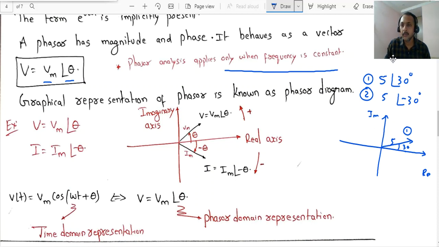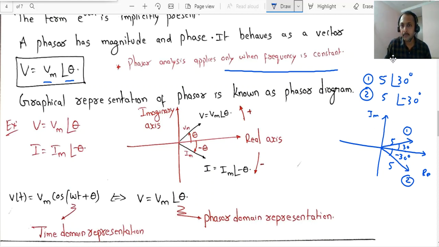Very simple. If it is 5 at an angle minus 30 degrees with reference to the origin, you just simply rotate in the clockwise direction, minus 30 degrees. Same here, you draw like this. Now here the length is 5 units, and this angle is minus 30 degrees. Clear? Very simple. If you understand this basic, so many diagrams we can draw very easily.